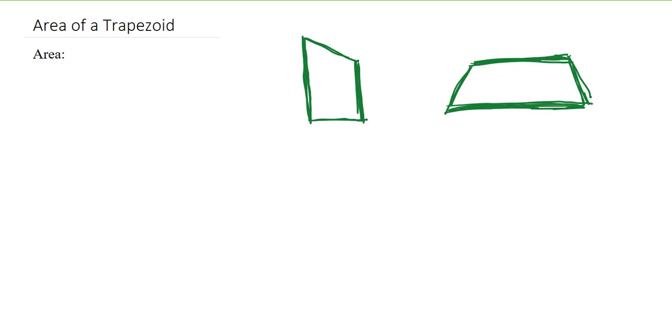So if we were to label this, we can have A here, maybe we have A here. We can have B here, B here to represent the parallel lines. Then let's go over our formula. So area is equal to A plus B, and then we're going to divide that by 2.